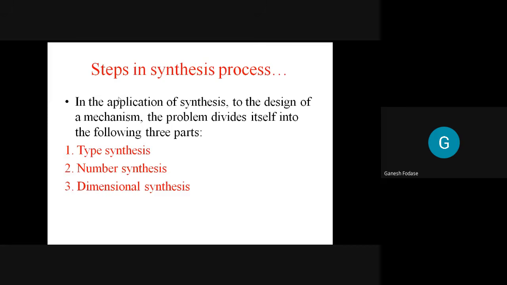Now there are some steps in synthesis. Basically, in the application of synthesis to the design of a mechanism, the problem of synthesis divides into 3 steps, or 3 parts. That is, type synthesis is the first step, then number synthesis, and dimensional synthesis. So there are 3 steps in synthesis: type synthesis, number synthesis, dimensional synthesis. Now we'll see these one by one.